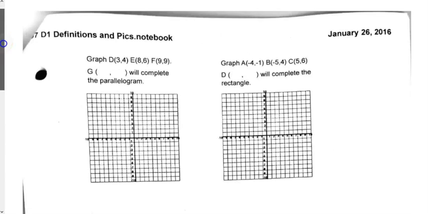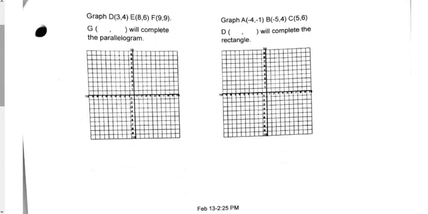And now we got some graphing problems. So let's put these dots on our graph. So 3, 4. 1, 2, 3, 1, 2, 3, 4. That's D. And then 8, 6. Go right 8, up 6. There's E. And then 9, 9 is right here. So this is D, E, and F. Where will G go to be a parallelogram?